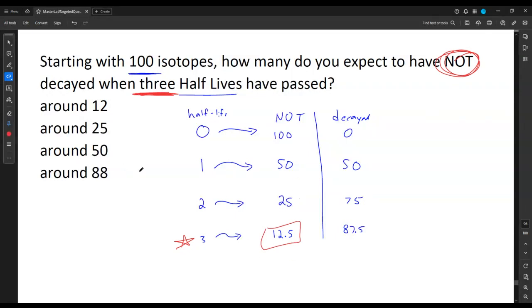Again, these are all around because it's a statistical thing. It's average or an expectation, and then also you can't have half a particle broke down. Either it breaks down or it doesn't. But here, around 12 is our closest answer choice.